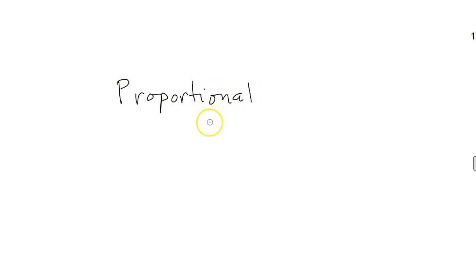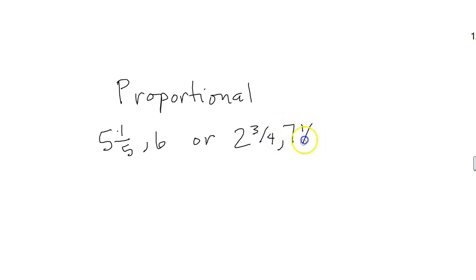So to tell if something is proportional, I just drew a blank. But let me write the numbers down real quick. The pairs they're giving you are 5 and 1/5 with the 6, and 2 and 3/4 with 7 and 1/2. Are these proportional? So we're going to look at these two numbers and these two.